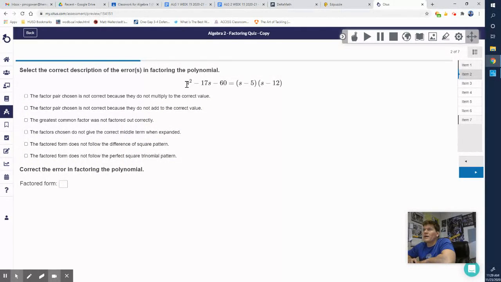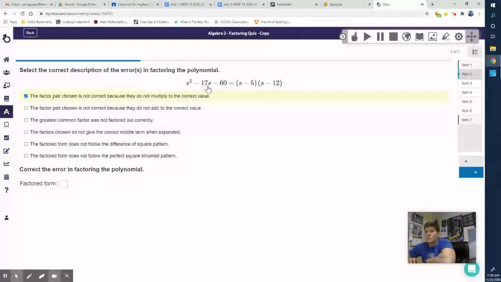Number 2, look at the same thing here. So let's break this thing down. I have s and s. Okay, good. 60. Oh, there's one. Negative 5 times negative 12 does not make negative 60. It makes positive. So this one's not multiplying to the correct value. Now we got to rethink and try to get negative 17 out of two numbers out of 60.